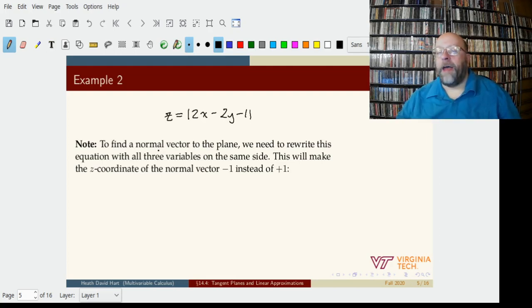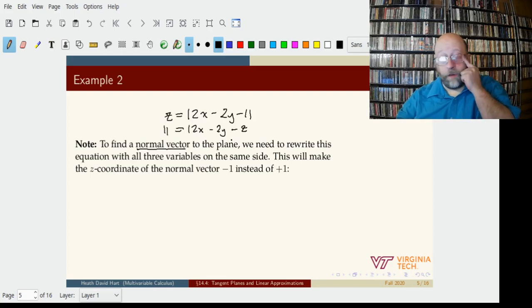If we have to find the normal vector to the plane, we get it by taking this plane and putting it in what they call the standard form, with the x and the y and the z on the same side. So we get 12x minus 2y minus z equals positive 11. The 11 is a constant, so it goes on the other side.